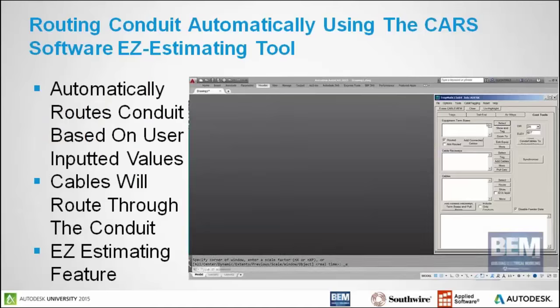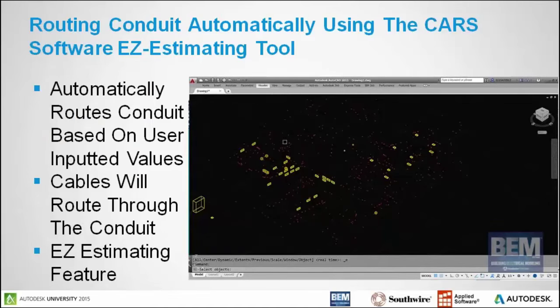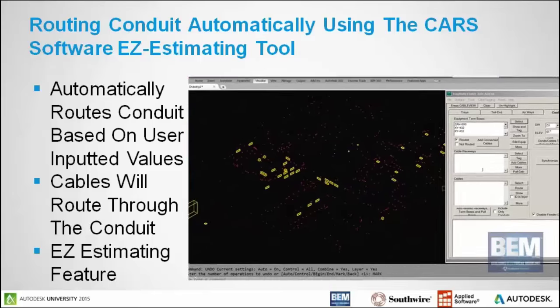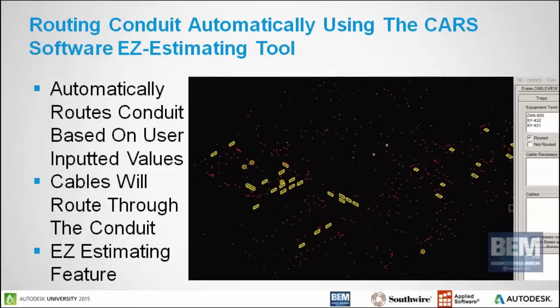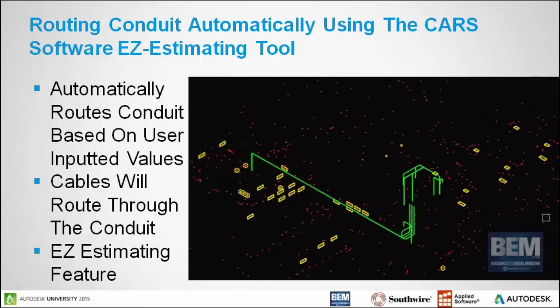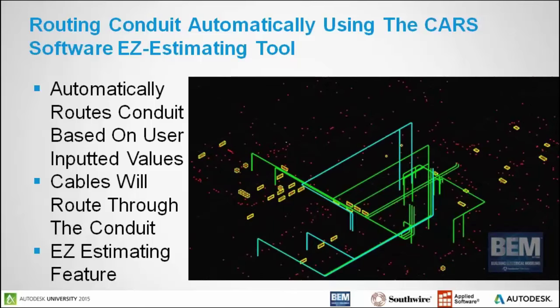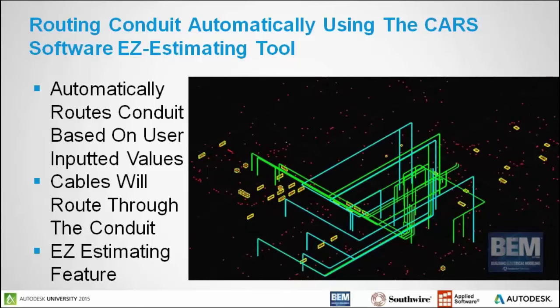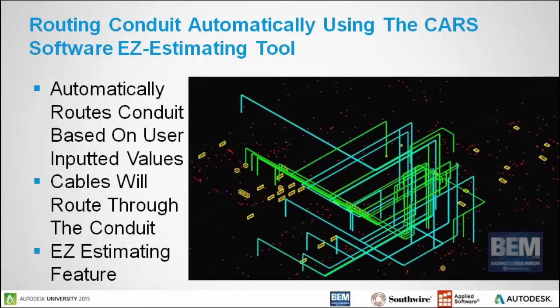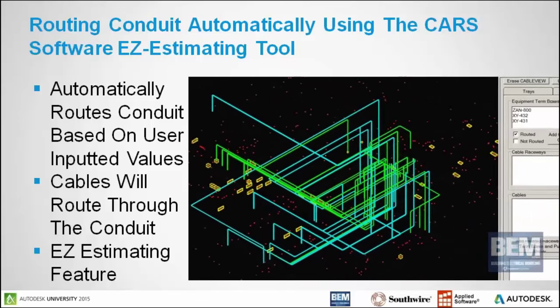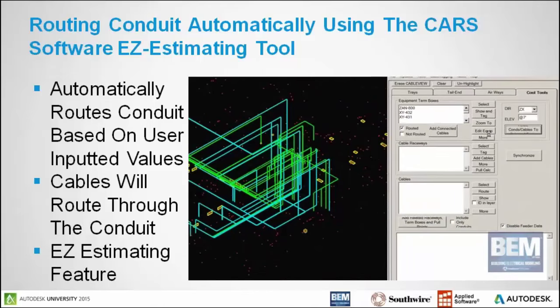We also have some features and some functionality to help you with quickly estimating. What you're seeing here on the screen is actually the XYZ coordinates of many separate components. We can use our Cool Tools interface to get a list of those components and then tell the program to automatically route the cable and the conduit from point A to point B. This is quite helpful if you're doing general design and you need a quick estimate.